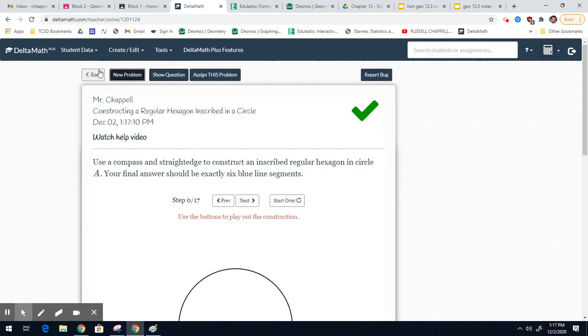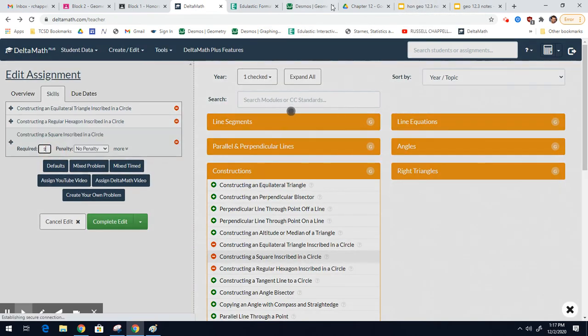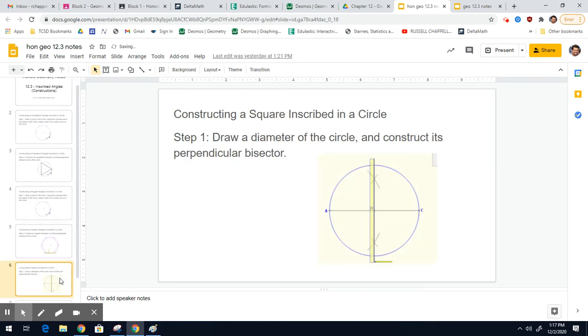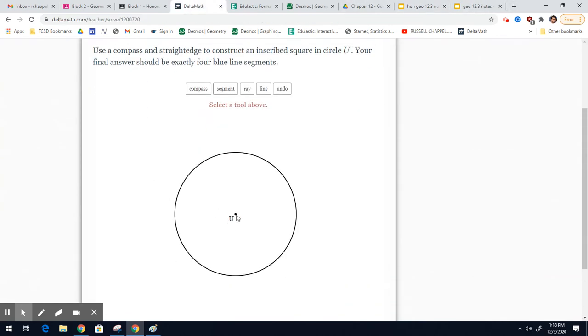Cool. All right, last one we're going to use a square, a little bit different than these two. Okay. So to start the square, we're going to draw a diameter of the circle, and then we're going to construct its perpendicular bisector. So in this problem here, they give you the center. So let's grab the ray tool. You can pick any point on, what am I going to do? Let's do the line tool instead. Okay, and we're going to make sure U is on our line, and then just draw it so it touches the circle.